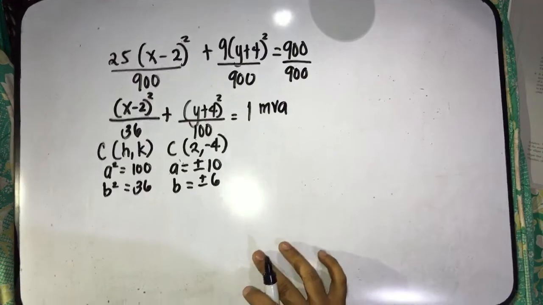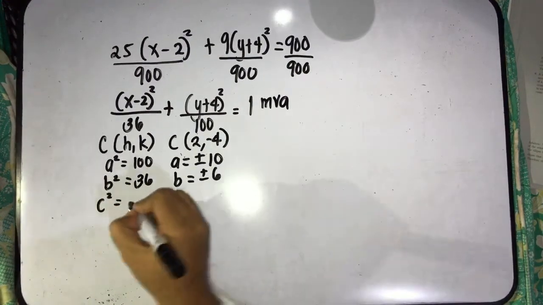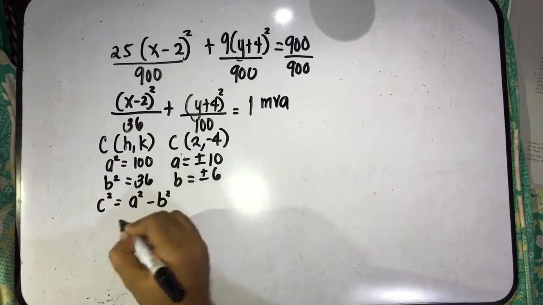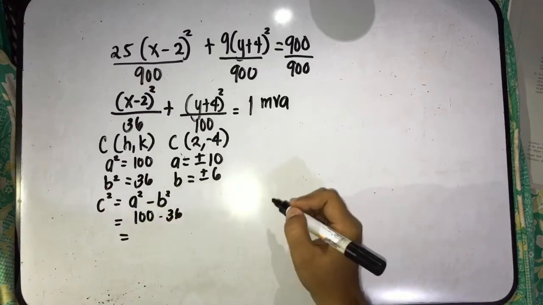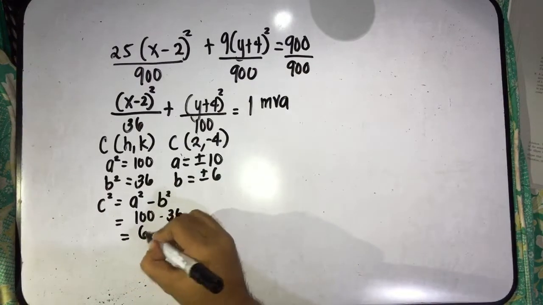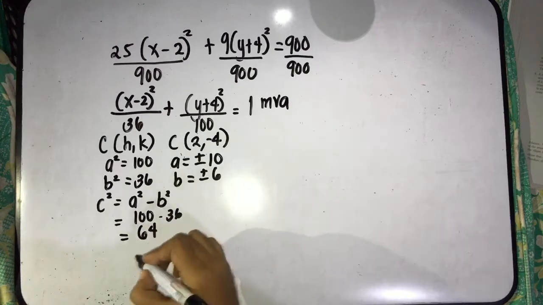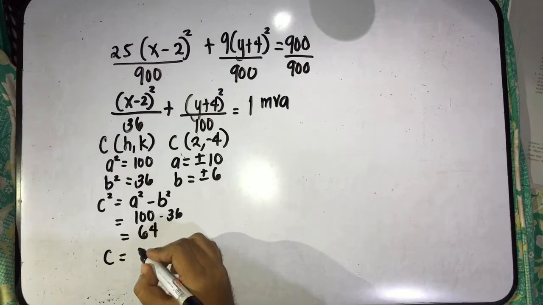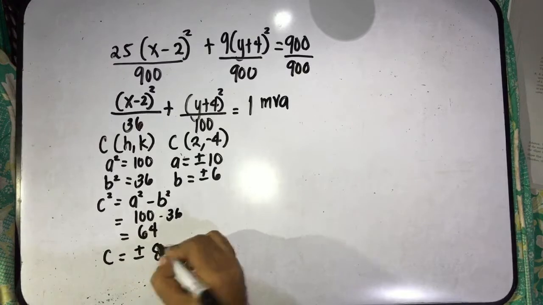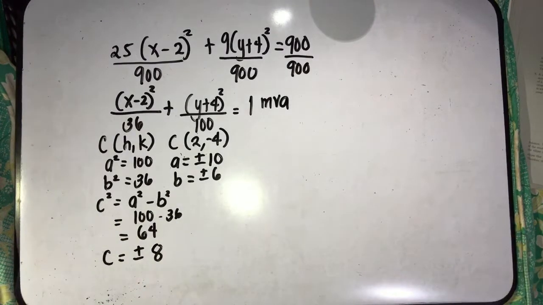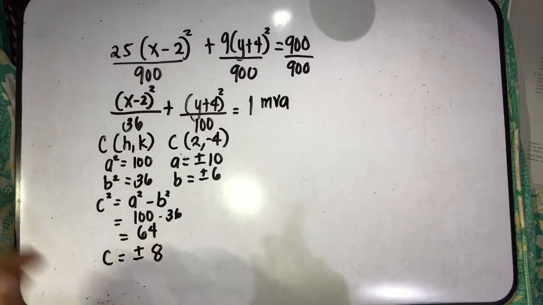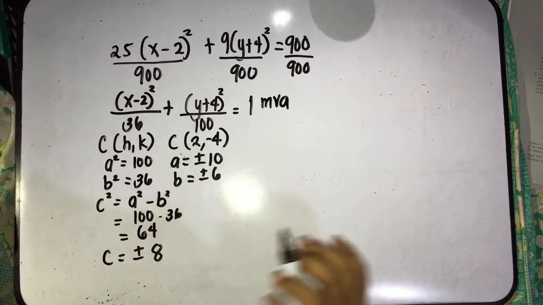How do we get c squared? Yun na lang kasi yung kulang natin. So, to get c squared, that becomes a squared minus b squared. A squared minus b squared, 100 minus 36 will give us an answer of, what is 100 minus 36? That is 64. That is c squared. How about c? Therefore, c will become square root of 64, and that is plus minus 8. Okay, that is a squared, b squared, and c squared.